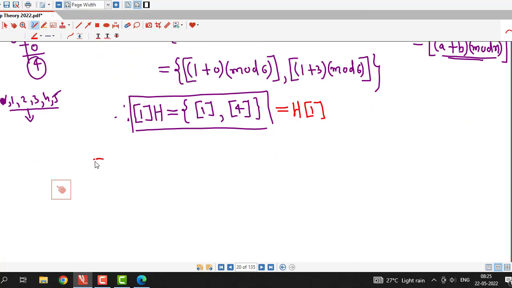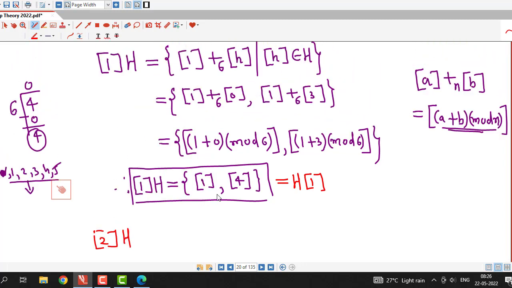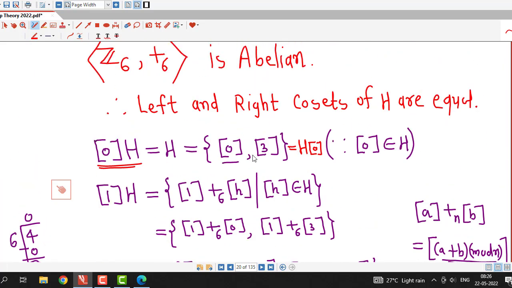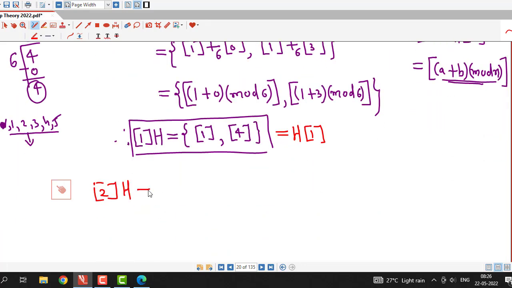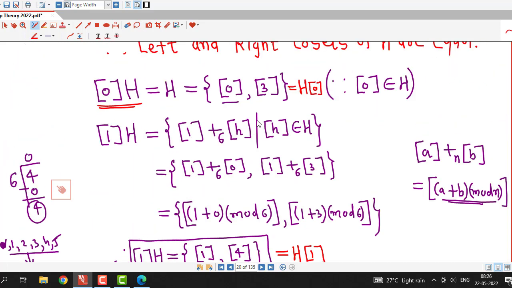Now we find the left coset corresponding to the equivalence class generated by 2, and we can check whether 2 is present here or not. Here 2 is absent, here also 2 is absent, so we have to use the definition to obtain the left coset corresponding to the equivalence class generated by 2. By definition, this is the equivalence class corresponding to 2 plus the equivalence class corresponding to h, which is an element of H. Now there are two elements in H, equivalence classes generated by 0 and 3.